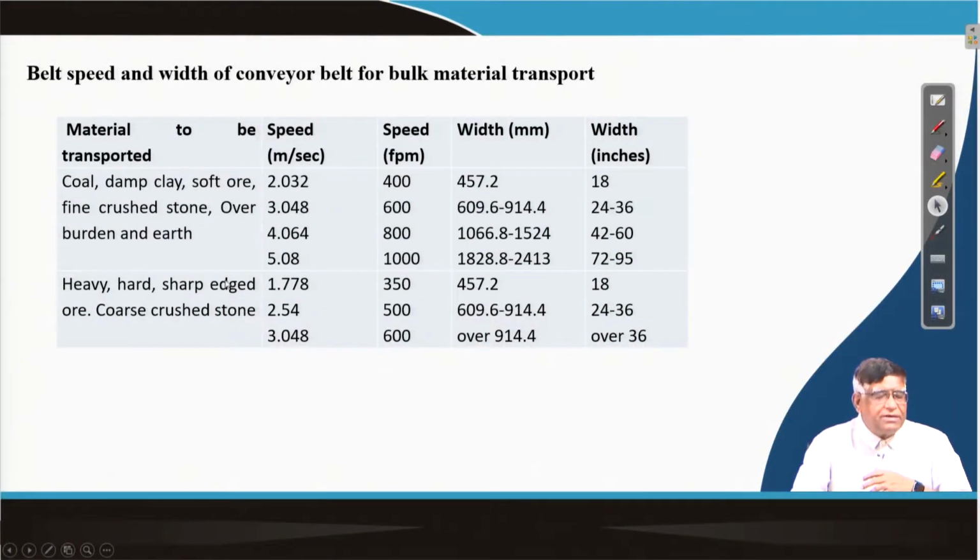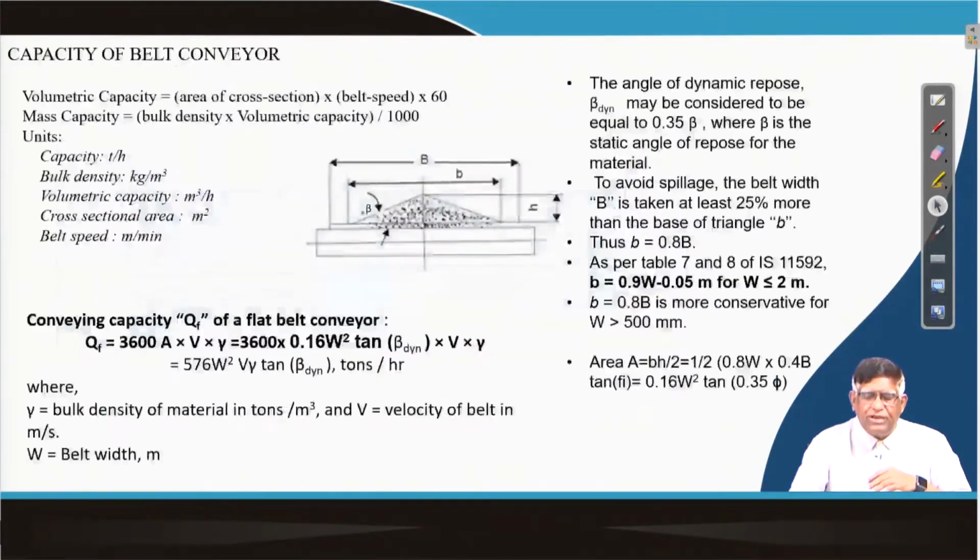You can see here that for the overburden being carried at a speed of 5.08, the belt width goes theoretically up to 18.28. That means that depending on the total capacity, that is how many tons it will have to carry per hour, that will decide the belt width and the speed.